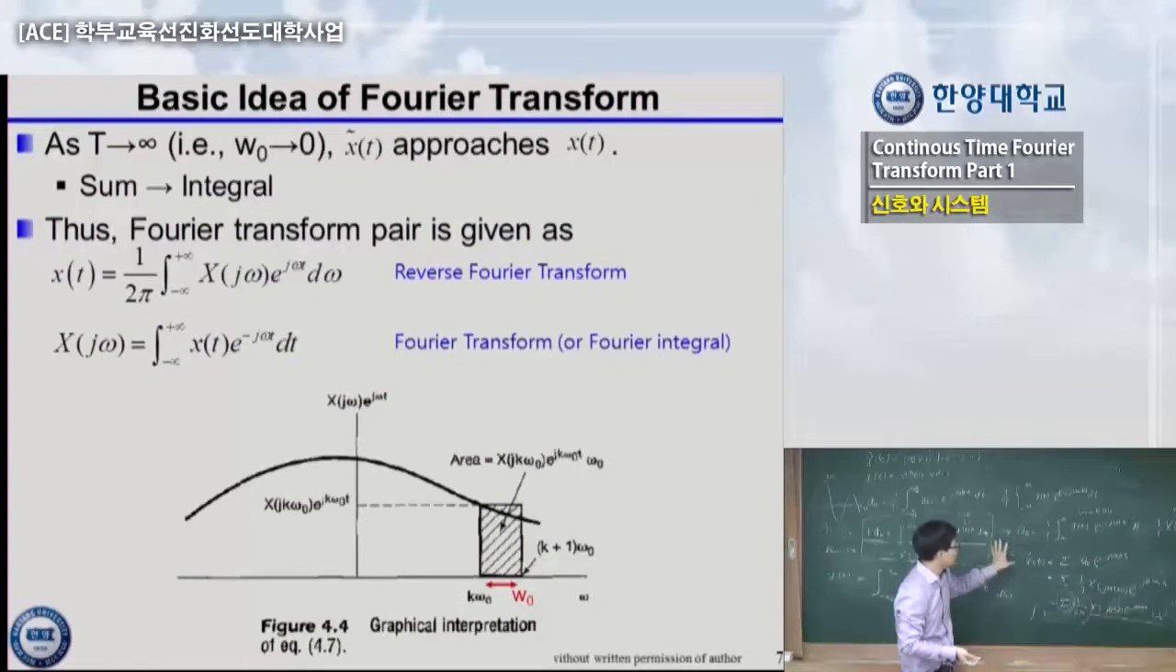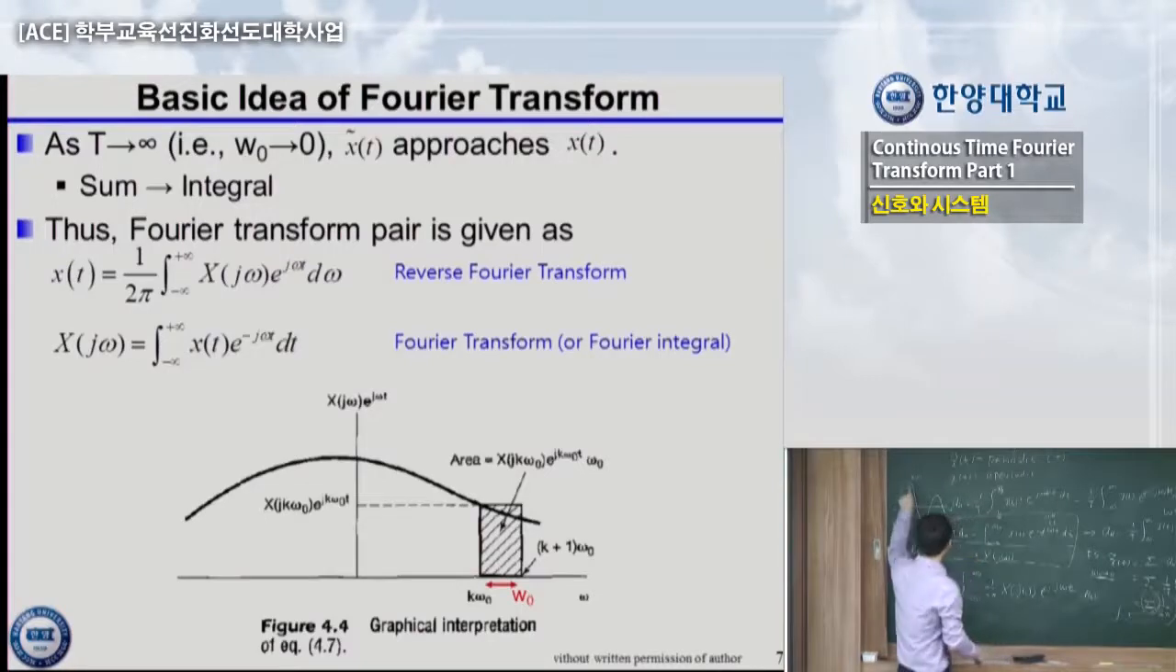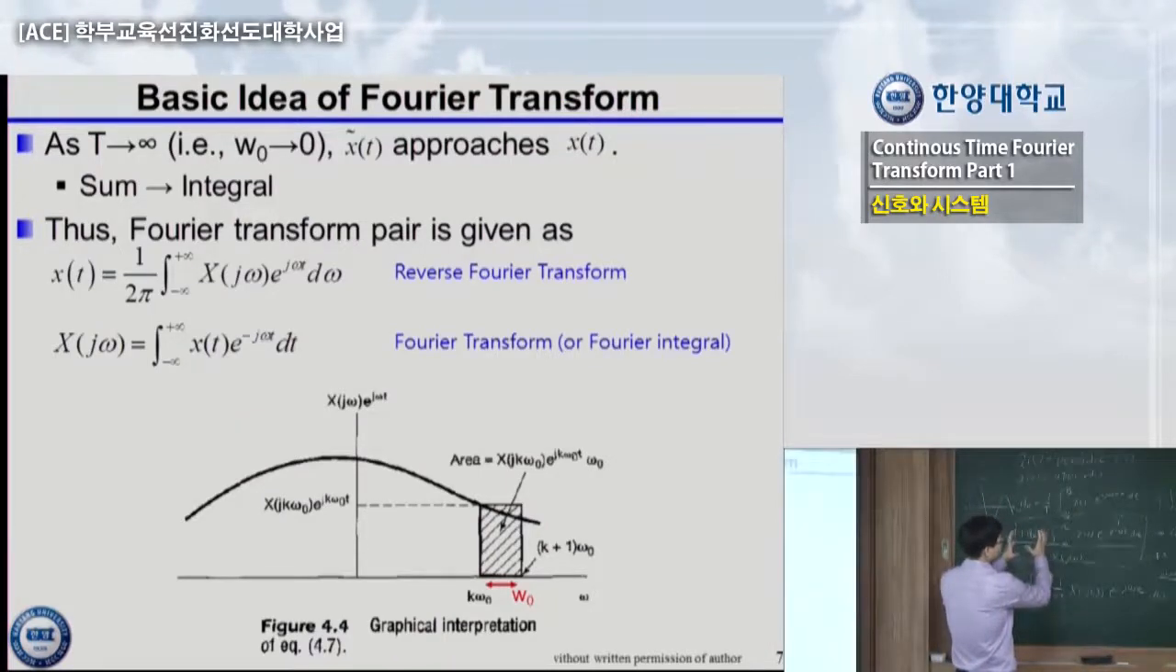From the Fourier series representation of x tilde, we already know they will look like this. We put this one to here, and then use the relationship that omega 0 becomes 0. Here is what happens when omega 0 becomes 0: we can pick a point at each point of this, and for the non-periodic signal, only the basic period is left. The others go to infinity, and we cannot see them. So the periodic signal changed to a non-periodic signal.